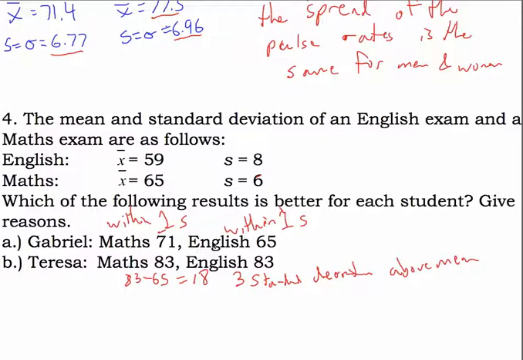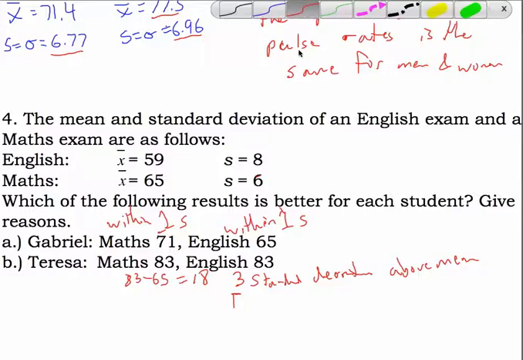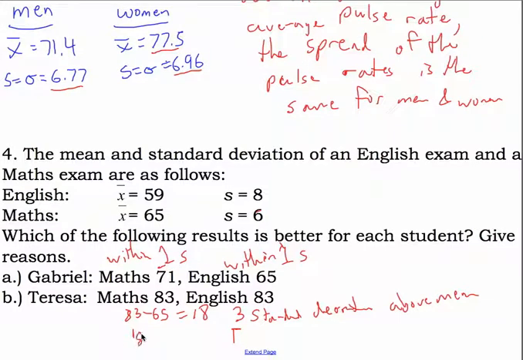And for the English score, she got 83. Oops. She got 83 minus 59, which is 24. So that is also 3 standard deviations above the mean. Okay, so in both cases, Teresa did a lot better on the test. She got 3 standard deviations above the mean, whereas Gabriel only got 1 standard deviation above the mean.